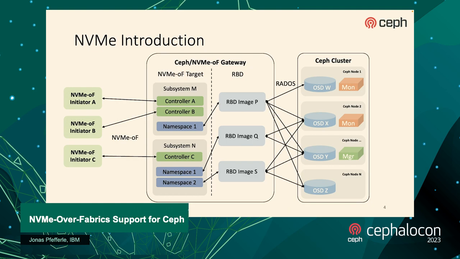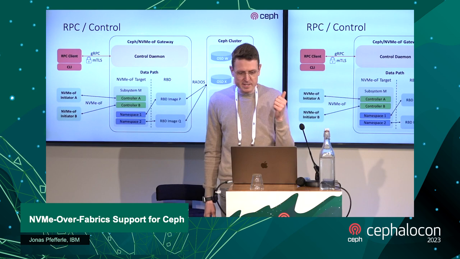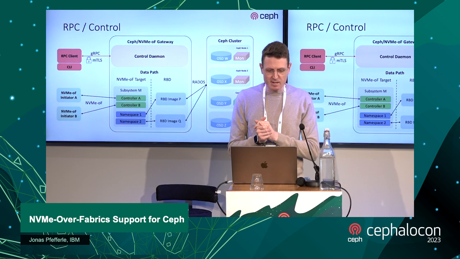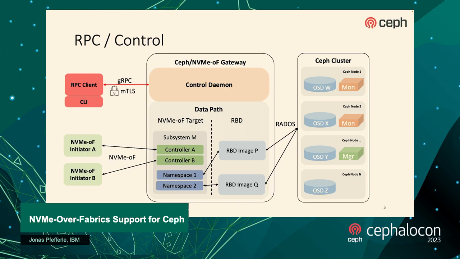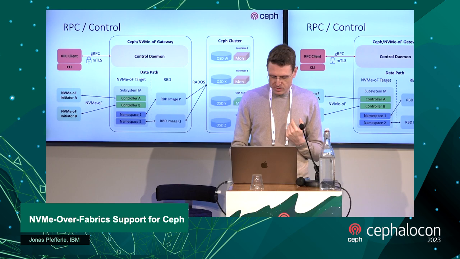So number one is what we did. We created a little Python control daemon, which you can do RPCs to, to configure the whole NVMe-oF gateway. The commands that we support are basically: map this RBD image to this subsystem namespace and let it be exposed at this IP and port. Very simple. We use gRPC for that. Of course, you can write your own gRPC client to connect to it, or you can use our CLI to set up the configuration.